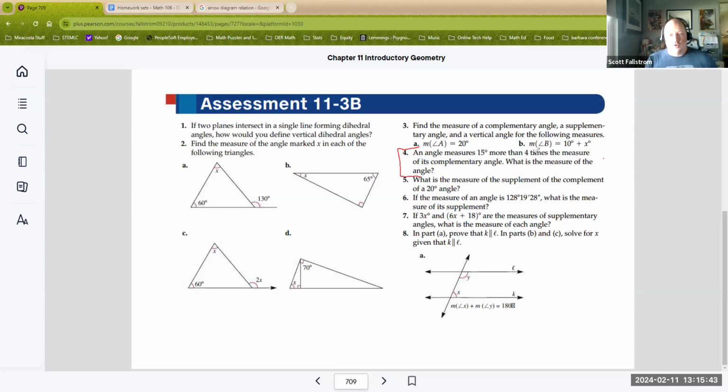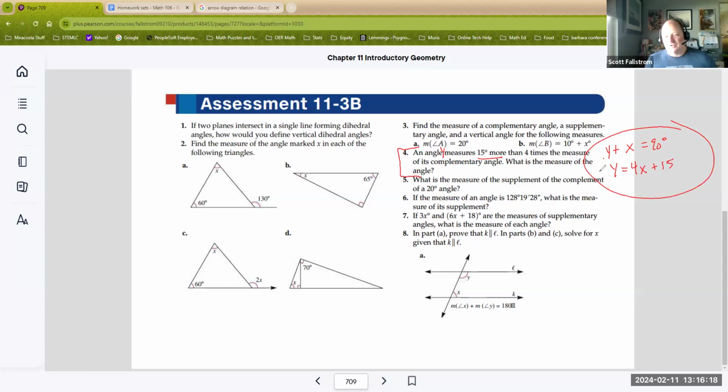So 15 more than 4 times the measure of its complementary angle. Well, I don't know, but let's call its complementary angle x, right? So if I have two angles, x and y, an angle y measured more than its complementary angle. So what do I know? Right off the bat, if it's a complementary angle, when I add them together, I get 90. And I also know that this angle measures 15 degrees more than 4 times the measure of its complementary angle. And guess what I have?